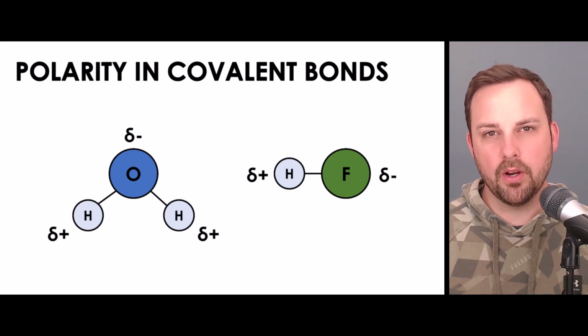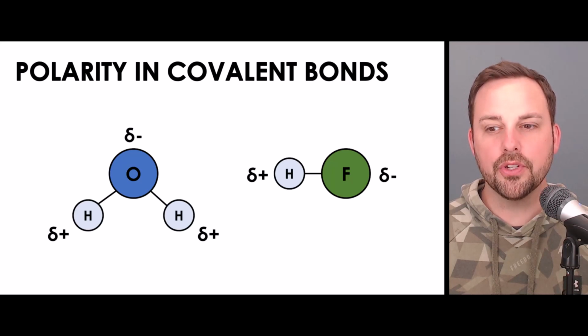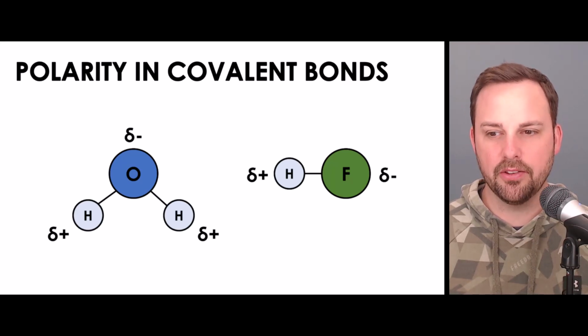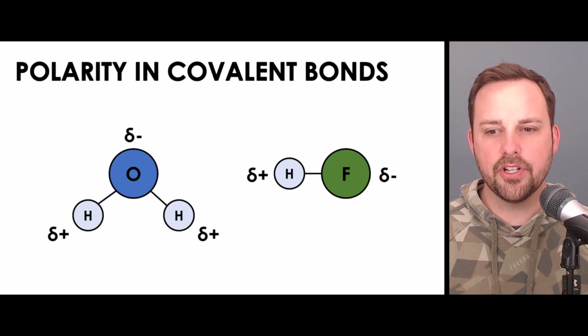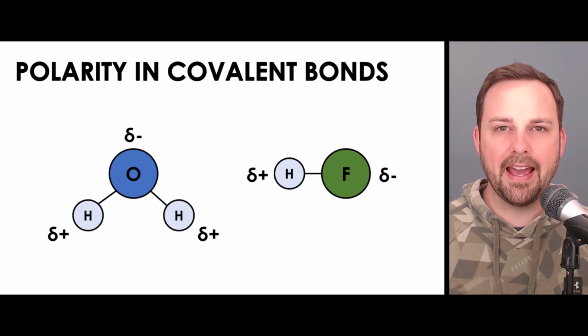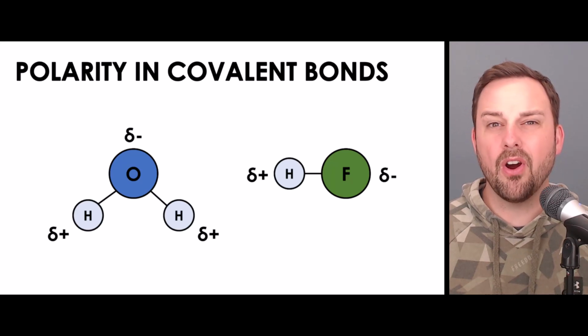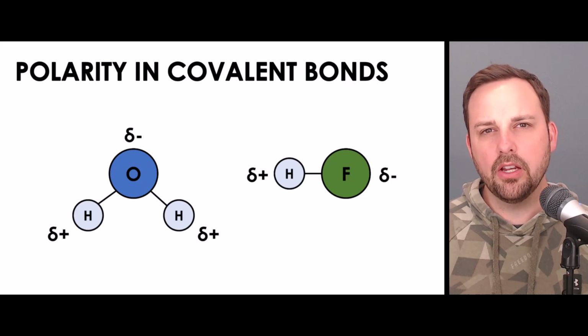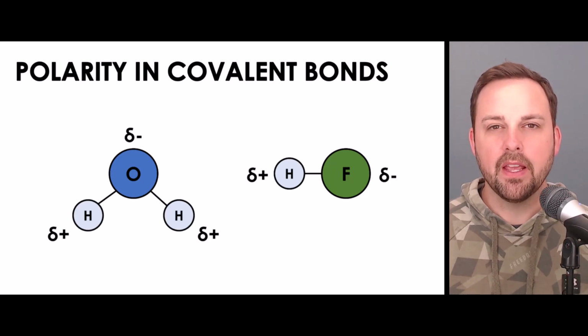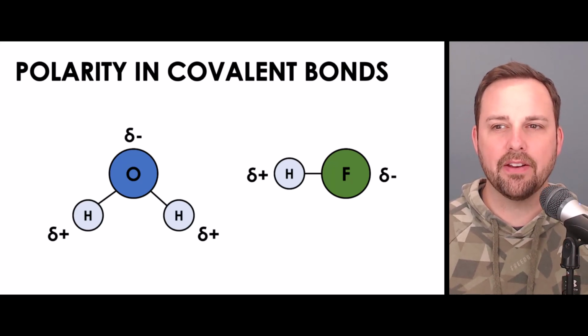The same thing that we are observing in the water molecule is also true of the other molecule that you see on the right. That's what we call hydrogen fluoride. The electrons, again, are shared in a covalent bond, but the sharing is not equal. The hydrogen atom has a delta plus, and the fluorine atom has a delta minus. This indicates, once again, that the electrons are being shared, but they're not being shared equally. The electrons spend a little more time around the fluorine atom and a little less time around the hydrogen atom.